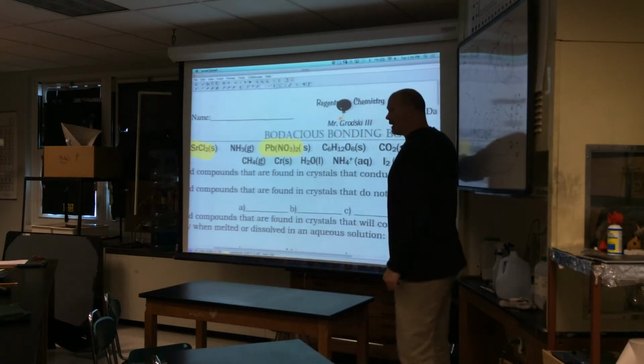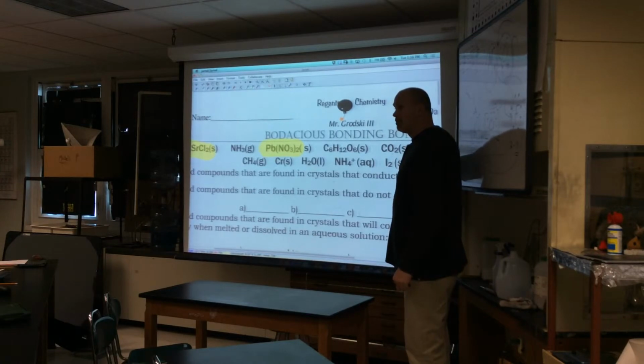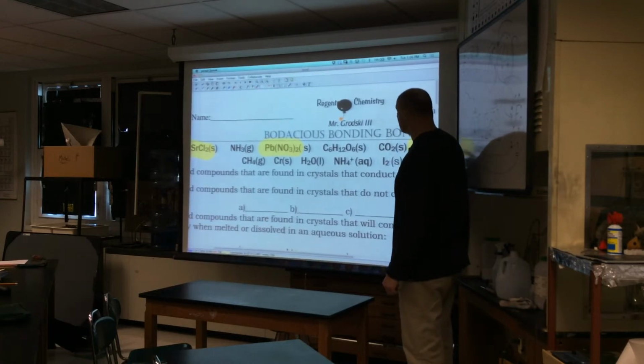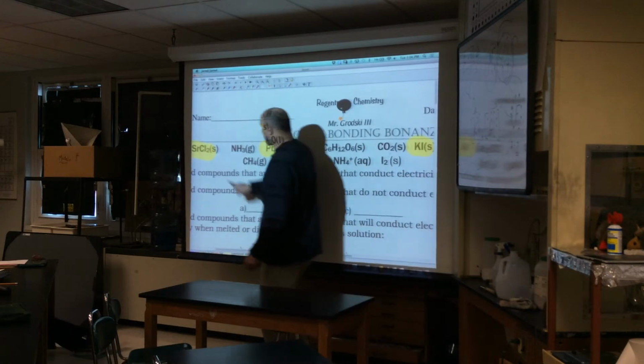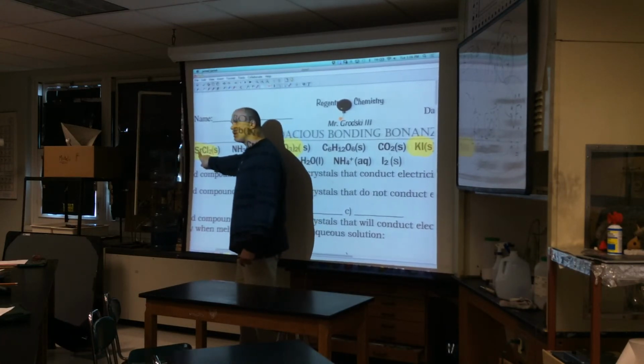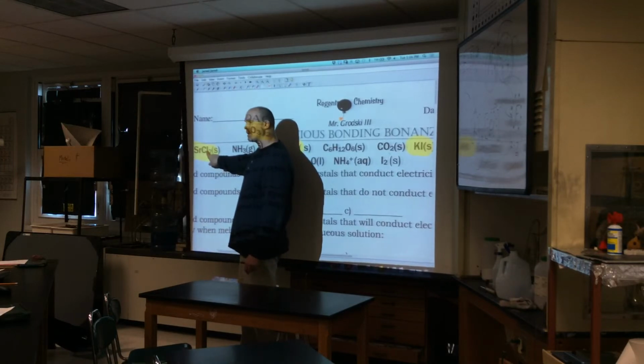These are called binary. Remember how we name them? Name of the metal, potassium. This is iodine, but we add -ide, potassium iodide. This is binary too. Metal first, strontium. This is chlorine. Strontium chloride. We did that a couple weeks ago.